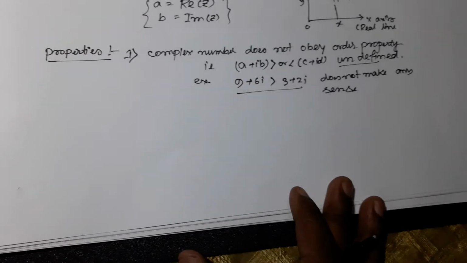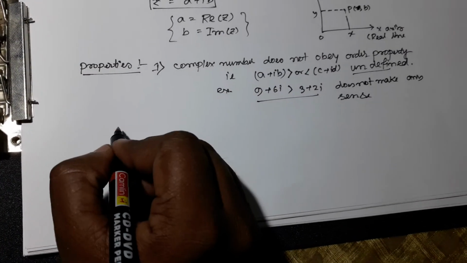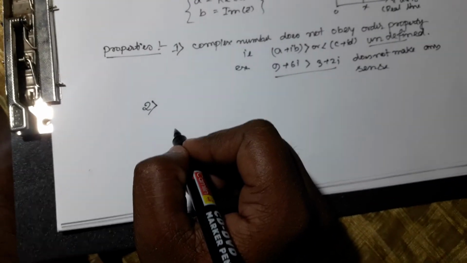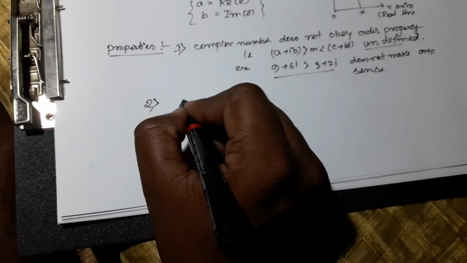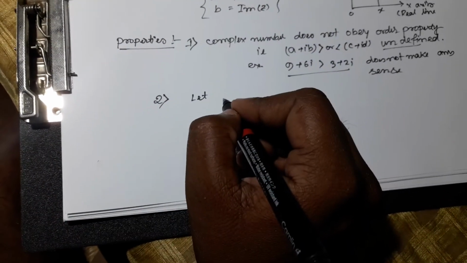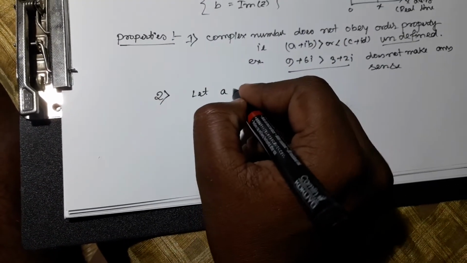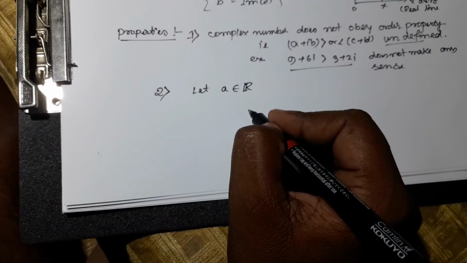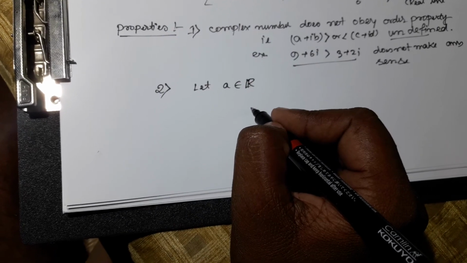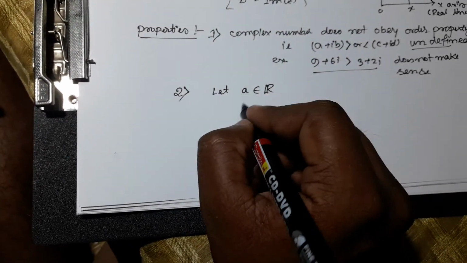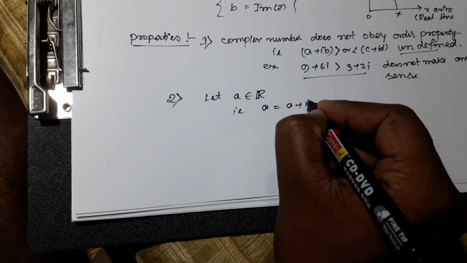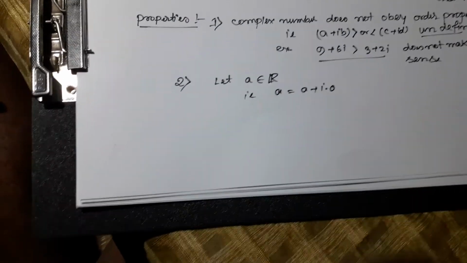Now we are discussing property number 2. That is also very important for us. Let us take a real number. Let a be such a real number taken from the set of all real numbers. Can we represent it in the form of a complex number? Yes, we can. That is, a is equal to a plus i multiplied by 0.